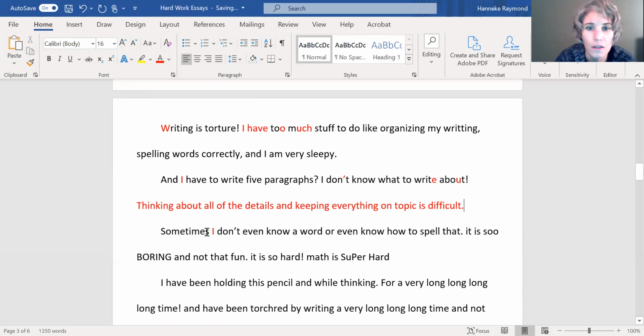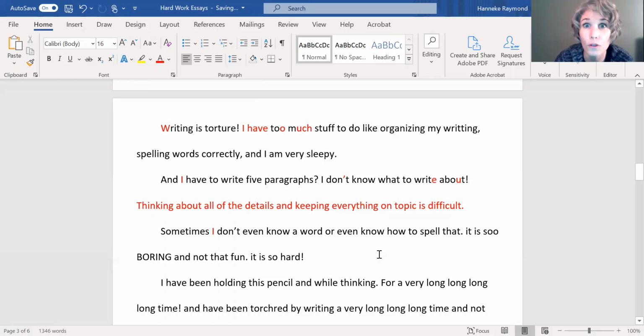It is so hard. Sometimes I don't even know a word or even know how to spell that. It is so boring and not that fun. It is so hard. Math is super hard. Ooh, wait a minute. What is this paper about? This paper is about writing. What is this? Math is super hard? You're right. We should take that out.